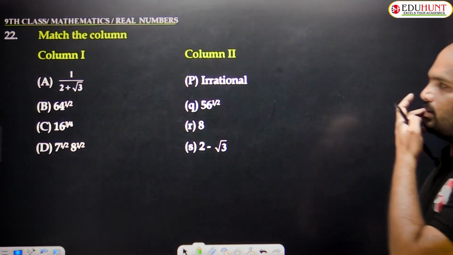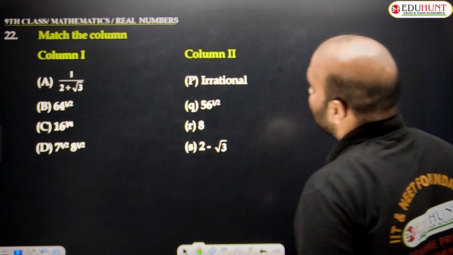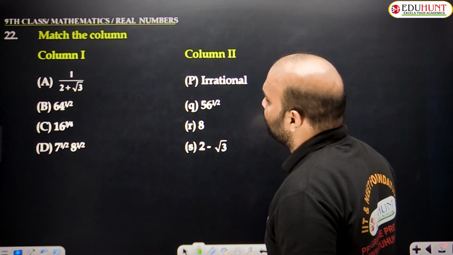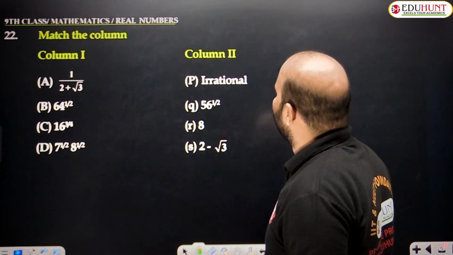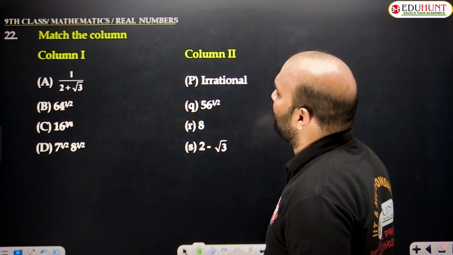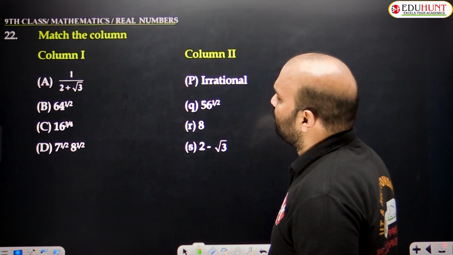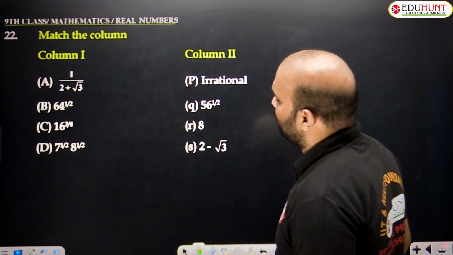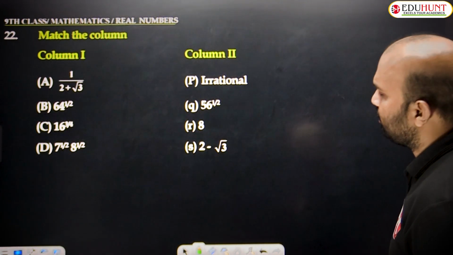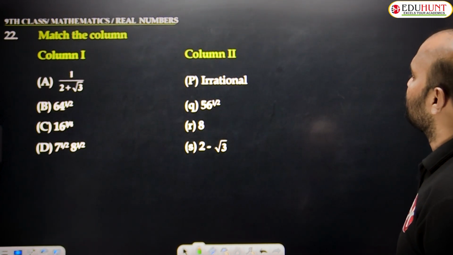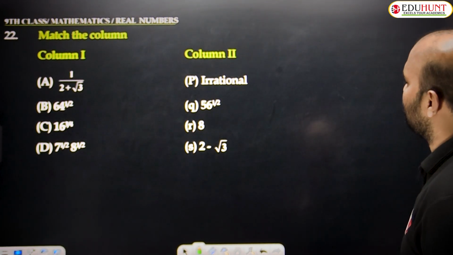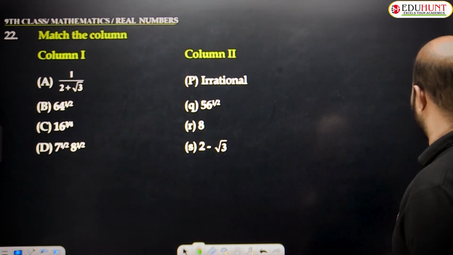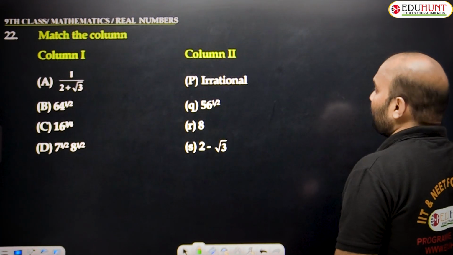So let's go to question number 22. Match the column. Here one or more options are possible. In column 1, A, B, C, D are given. In column 2, P, Q, R, S are given. A is 1 by 2 plus root 3. B is 64 to the power 1 by 2. C is 16 to the power 3 by 4. D is 7 to the power 1 by 2 into 8 to the power 1 by 2. In column 2, P is irrational, Q is 56 to the power 1 by 2, R is 8, S is 2 minus root 3. So first, A.